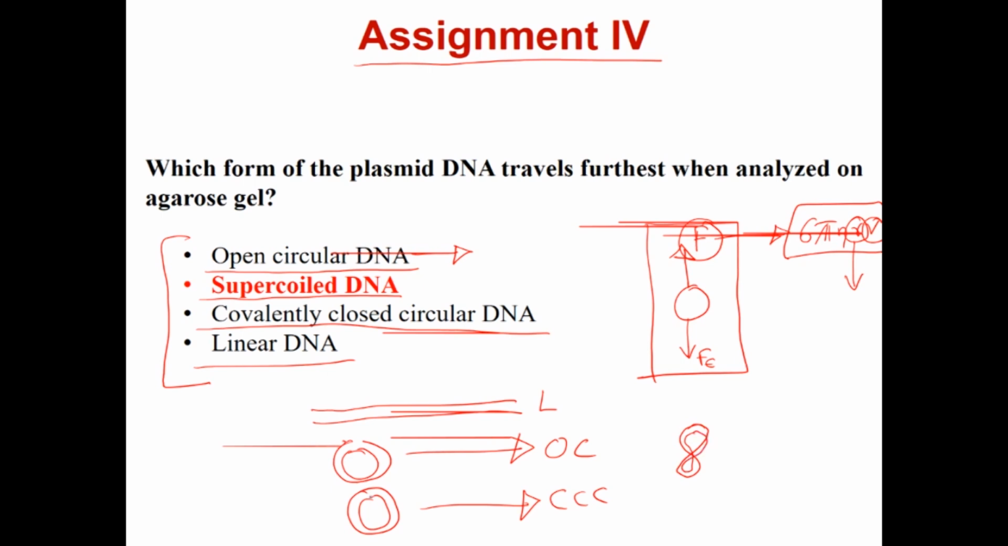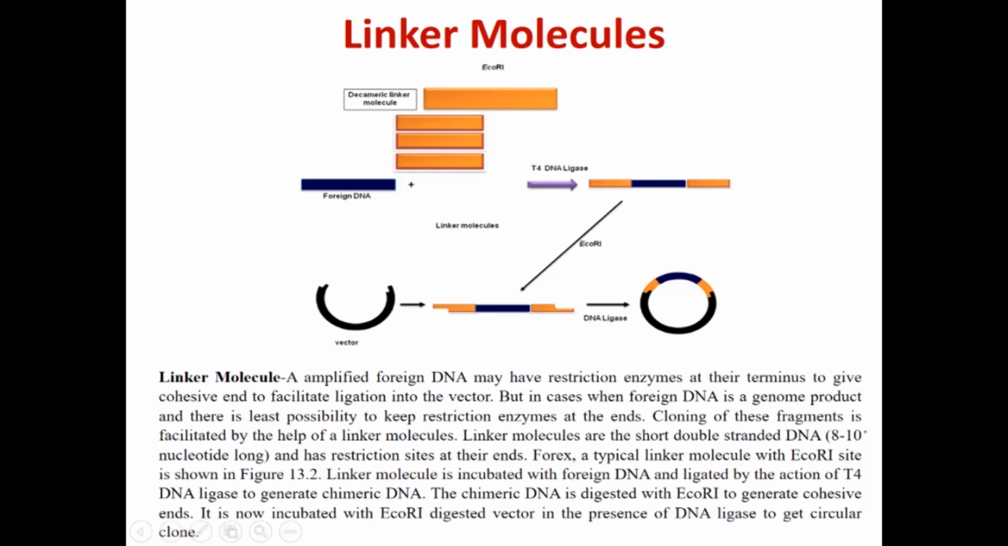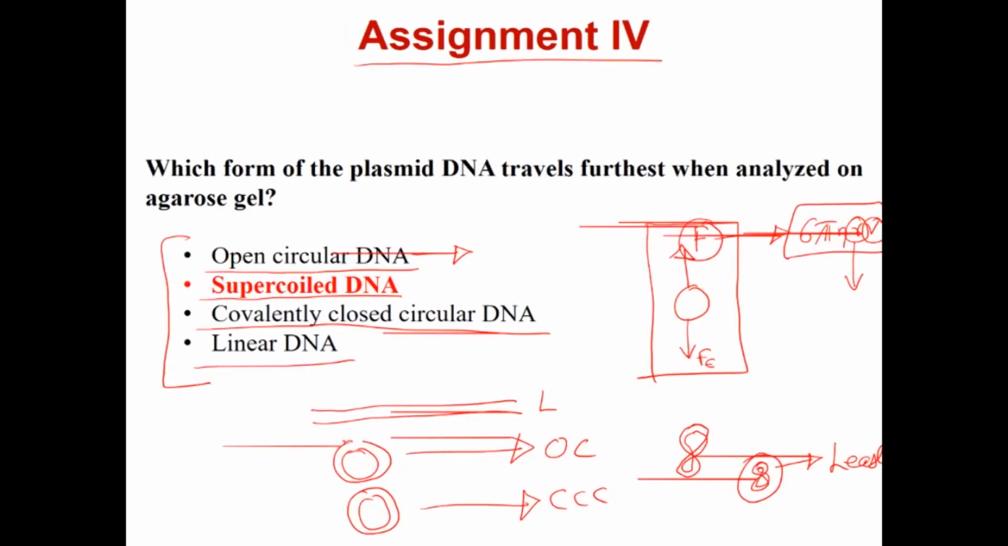So, you can imagine that I have the same ball which I have now made supercoiled. So, this guy, the supercoiled DNA, is going to have the least radius, and that is why this guy, the supercoiled DNA, is going to experience the least friction, which means it is going to run very fast.